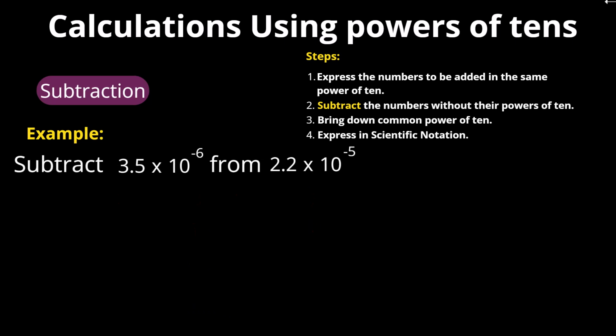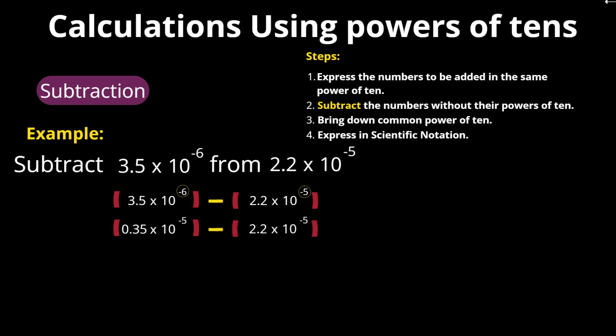Subtract 3.5 times 10 to the negative 6th power from 2.2 times 10 to the negative 5th power. Let's set our problem as a subtraction problem. Now let's take a look at the exponents. Negative 6 and negative 5. Negative 6 is less than negative 5. So let's increase the negative 6 and we move to the left. So we increase the negative 6, that will be negative 5. So we will have 0.35 times 10 to the negative 5th power. And both our exponents are the same.